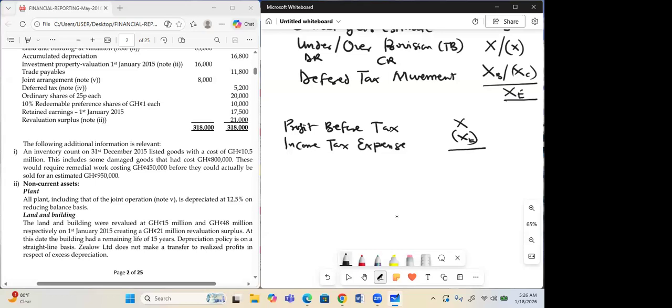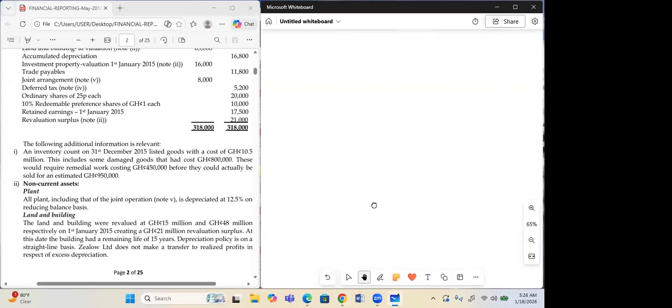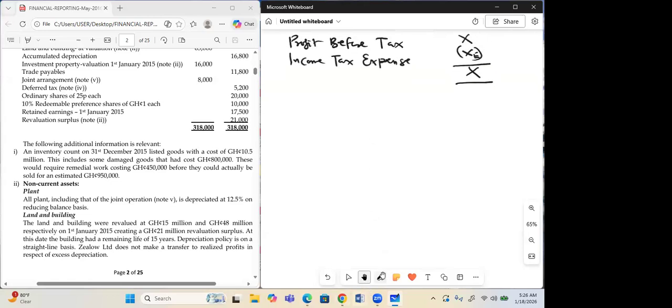So that's the XE. You deduct the XE, get your profit. Are you okay? Yes, sir. Are we okay? Yes, sir. Then when you go to the statement of financial position, this is what you do.